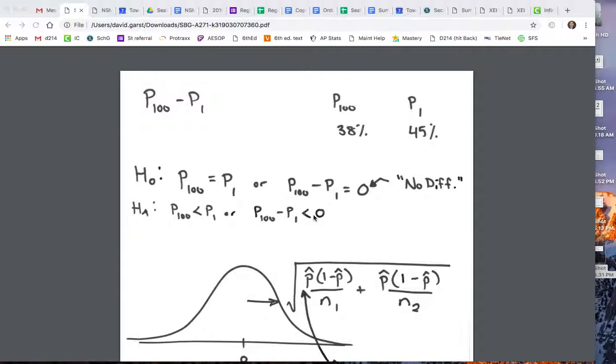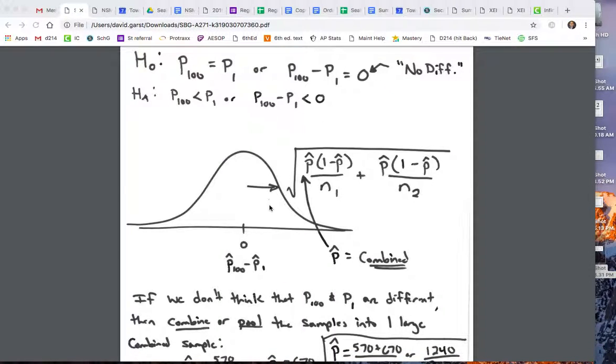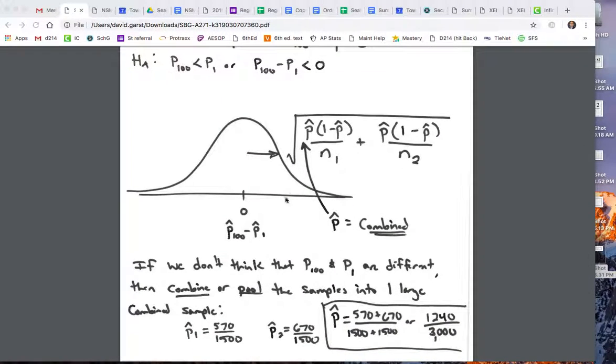Now, let me get to the tricky part. The tricky part is, what does the sampling distribution look like when we assume there is no difference in the population? Well, when we assume there's no difference in the population, then we put 0, that we believe that there's no difference in our samples, because the samples should be close to the population. Now, if we don't think that there's a difference between P100 and P1, and we don't think there's a difference in the samples, what we do is, instead of using P1 and P2 like we did yesterday, whenever you do a hypothesis test, we assume that the sample proportions are the same.